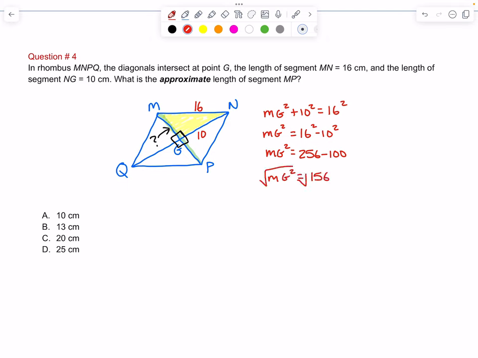And then when you take the square root of 156, notice in the problem it said what is the approximate length of MP, and none of these are decimals. So we can round off our answer to MG, because it was very close when you type it in your calculator, to 12.5. So let's put a different little symbol right there, because it's definitely not exactly 12.5. So MG is approximately 12.5, and therefore MP, which is that whole diagonal, would just be 2 times 12.5 approximately, which gives us 25. Okay, so that's it for that standard.